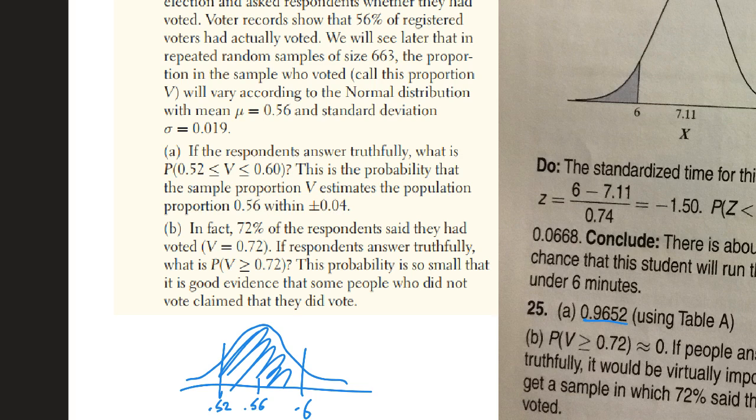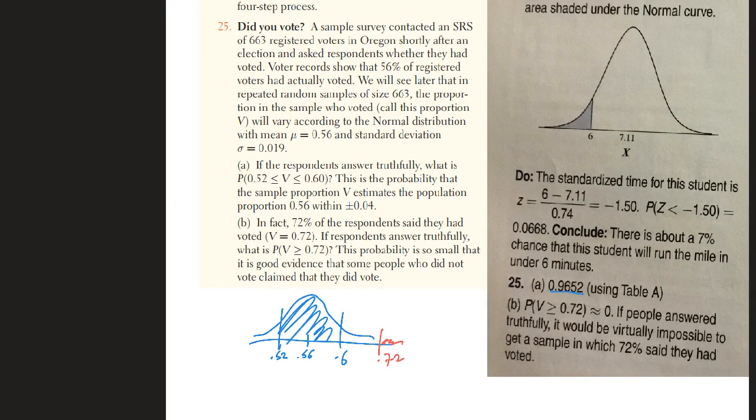What if in fact 72% said it? Well then, what's the probability? Oh, so it'd be the same picture, but I'd be shading above 0.72, which is way up here, and is basically 0. And then we would say, since that p-value is basically 0, we would reject. And that's all it's asking, right? This probability is so small, it's good evidence that some people don't. And that is the whole idea of later chapters, but this was earlier, before we formally learned all that.